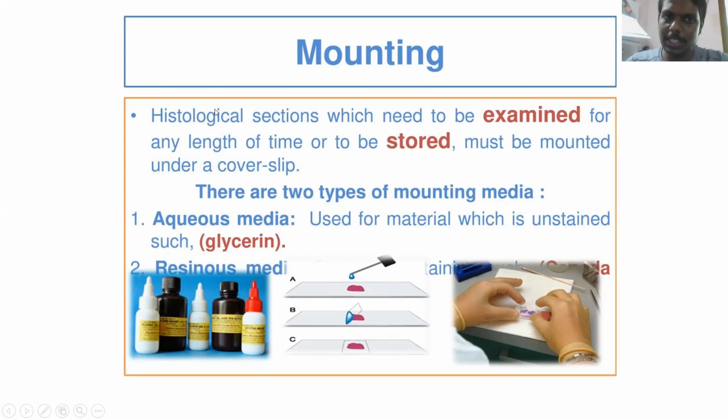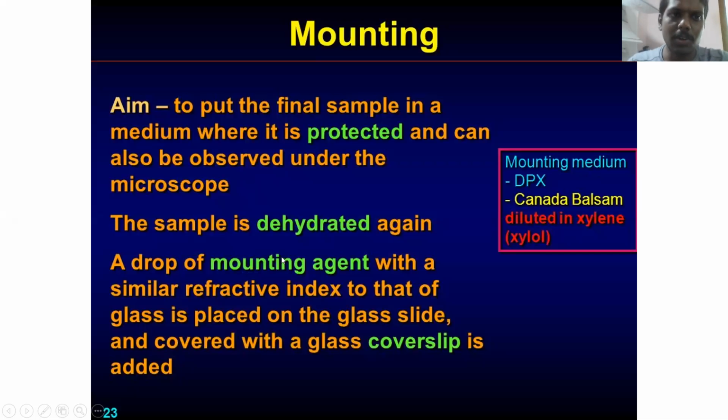Mounting means histological sections which need to be examined for any length of time or to be stored must be mounted under a cover slip. There are two types of mounting media: aqueous media and resinous media. I will discuss them later. The main aim of mounting is to put the final sample in a medium where it is protected and can also be observed under the microscope. The sample is dehydrated again and a drop of mounting agent with a refractive index similar to that of glass is placed on the glass slide and covered with a cover slip.